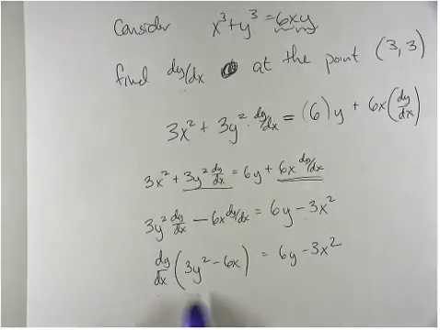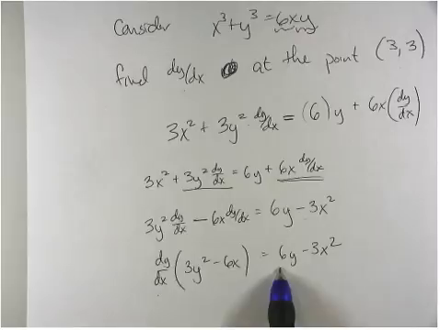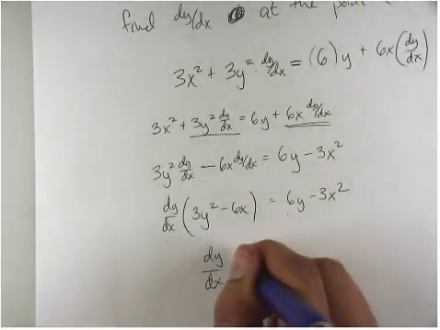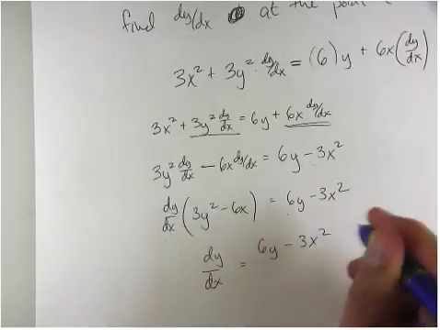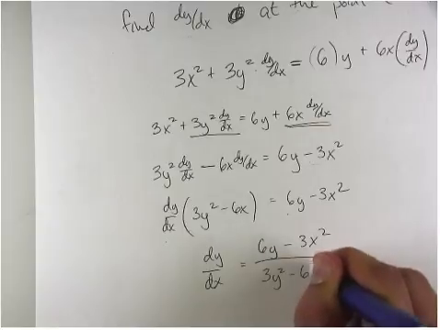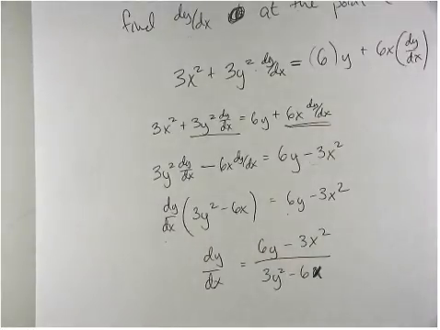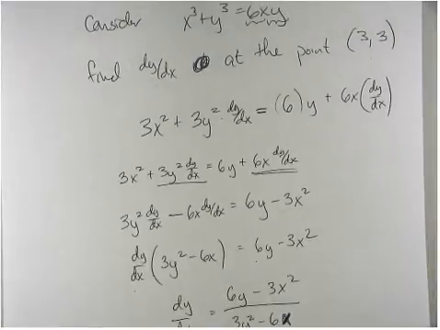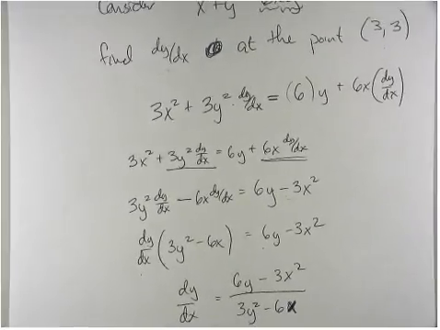And now I have dy/dx times this thing equals 6y minus 3x squared. I want to get rid of this thing, but I'm just multiplying it by dy/dx. So if I want to get rid of it, I'll divide. So dy/dx is 6y minus 3x squared divided by 3y squared minus 6x. Ta-da, there's dy/dx. Is that what I wanted? What am I looking for here? Find dy/dx at the point 3, 3. Am I done? Yeah. I'm just going to plug in 3, 3.